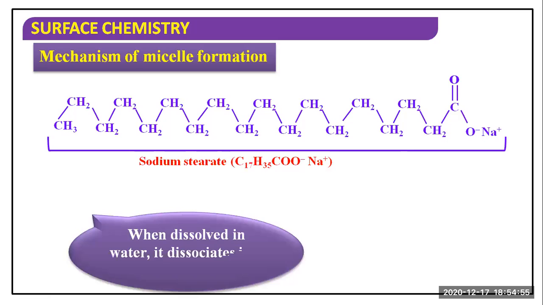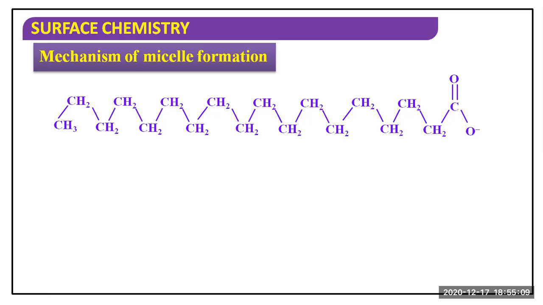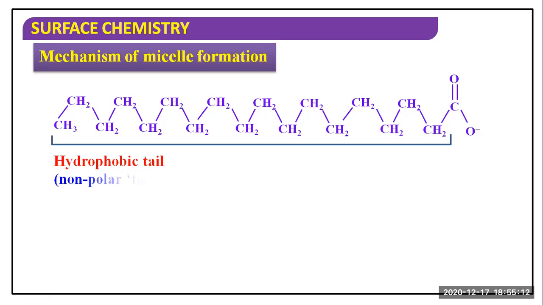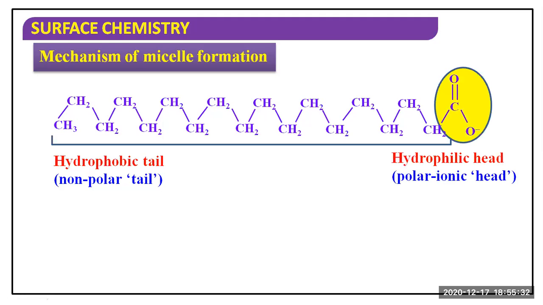Okay, when dissolved in water, it dissociates into RCOO minus and Na plus ions, like this. And hydrogen and carbon containing part of this soap is known as hydrophobic, or it is also non-polar part, which is the tail of the soap or detergent. And this is actually hydrophilic part, which is polar or ionic part, which is also known as the head of the soap.